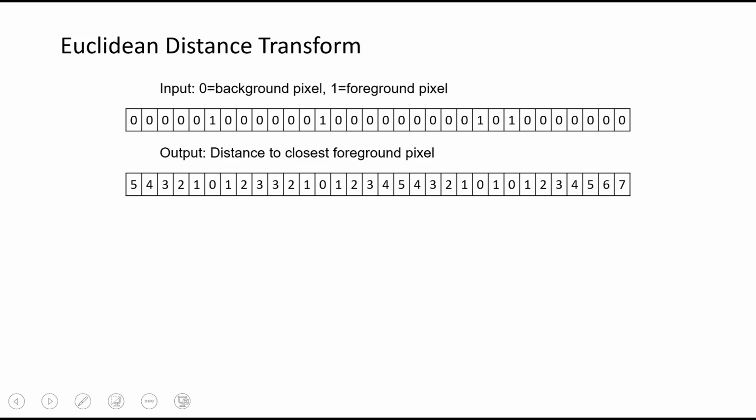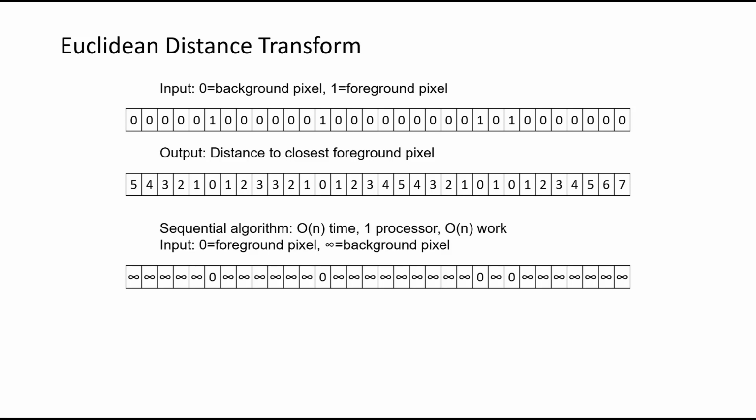First, we will look at the one-dimensional Euclidean distance transform algorithm before moving on to its work-time efficient implementation. The input is a discrete array of pixels where foreground pixels are represented with 1 and background as 0. The expected output is the distance for each pixel to the nearest foreground pixel. A serial implementation of the Euclidean distance transform is as follows.